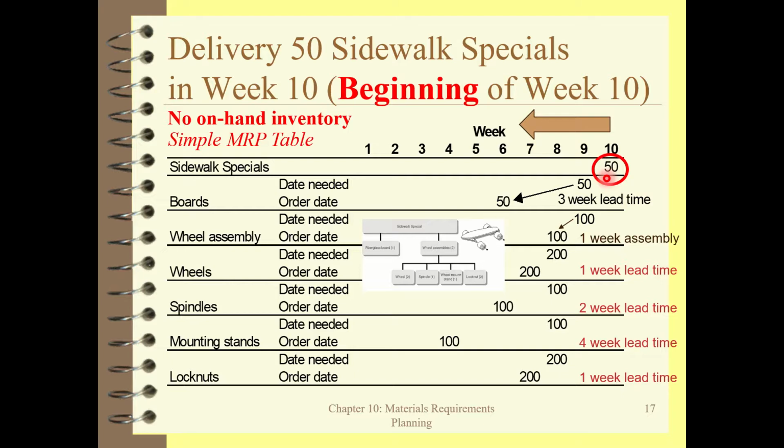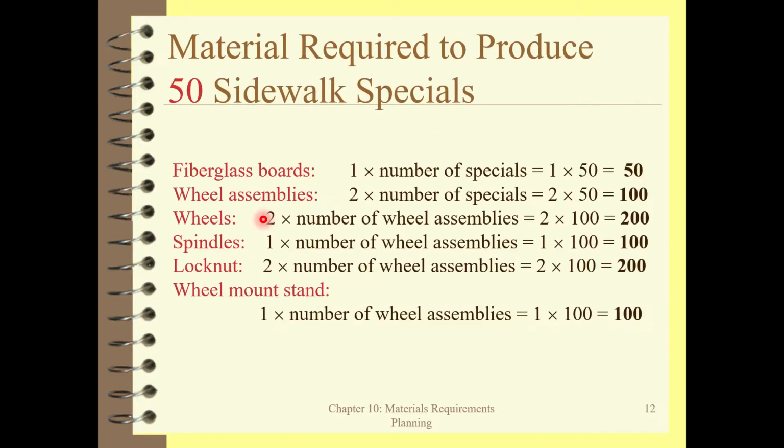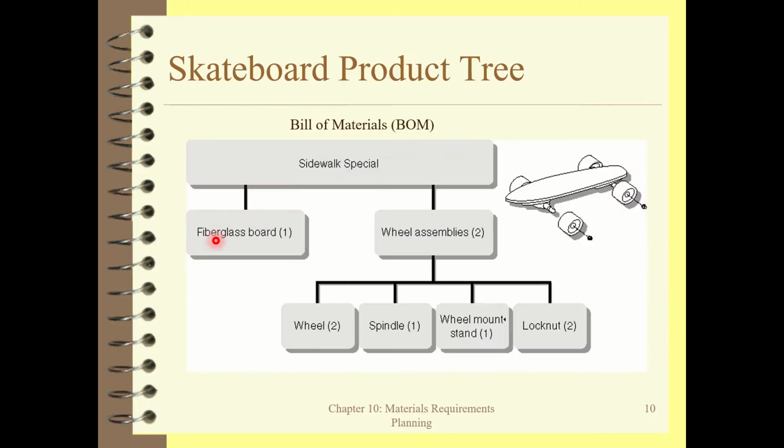As you remember, you need 1 week lead time. So the two components required to produce the sidewalk special, that is the fiberglass board and the wheel assembly, are needed.